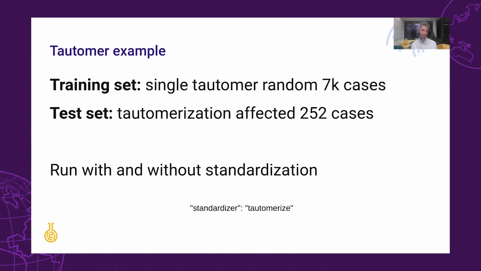The second example is tautomerization, where in the SMRT dataset, 7,000 cases were selected with single tautomer, and 252 cases where tautomerization affected the molecules were used as a test set. And again, we run it with or without standardization with this simple rule.